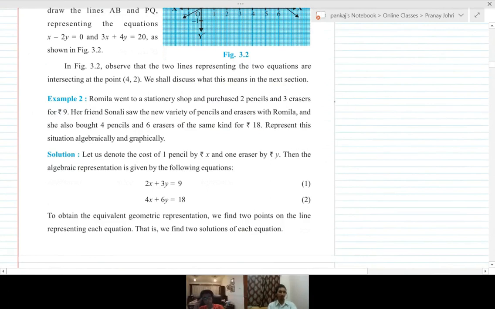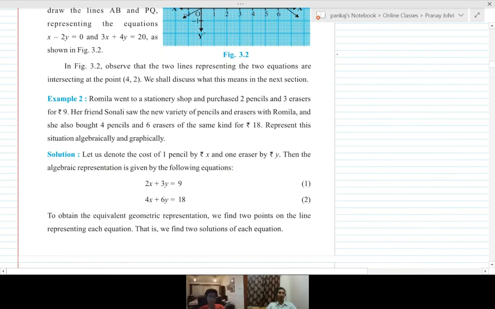Romila went to a stationery shop and purchased two pencils and three erasers for rupees 9. Her friend Somnali saw the new variety of pencils and erasers with Romila, and she also bought four pencils and six erasers of the same kind for 18 rupees. Represent the situation algebraically and graphically.